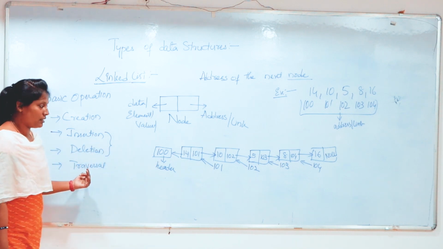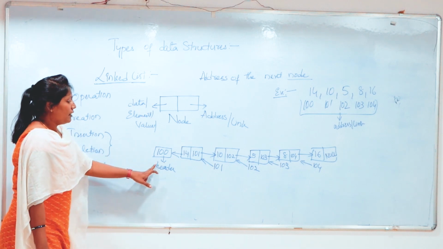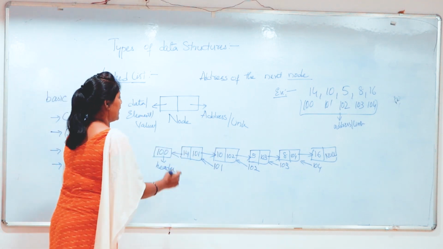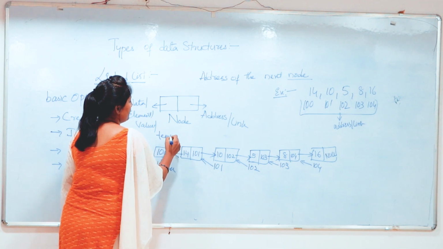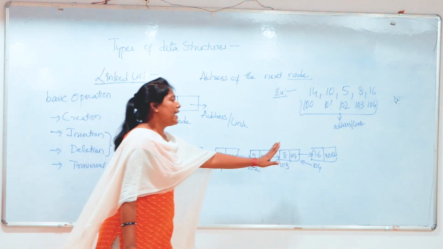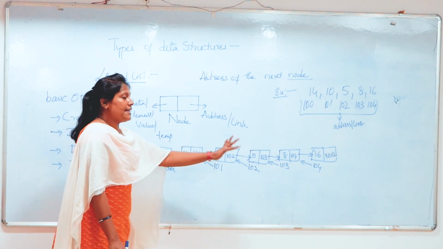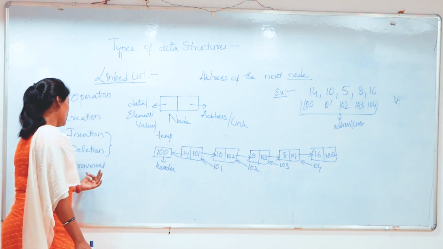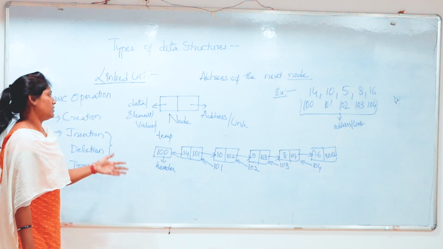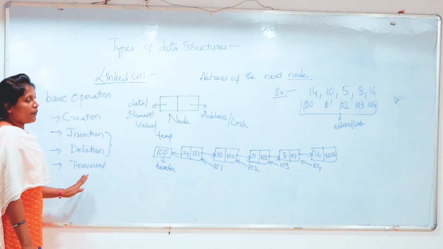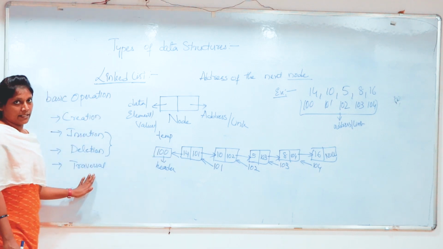And next, traversal. Using the header or a temporary variable, we will be traversing throughout the elements present in my list from the starting to the ending, and we will be searching what all the elements present in my list are. These are all the basic operations performed on our linked list.